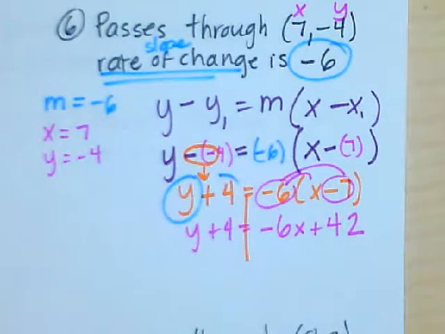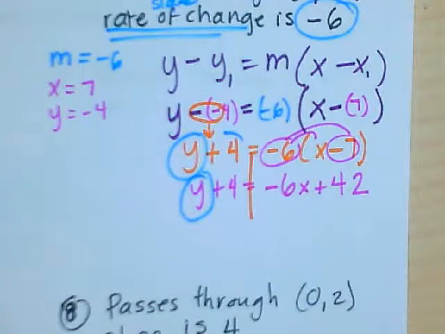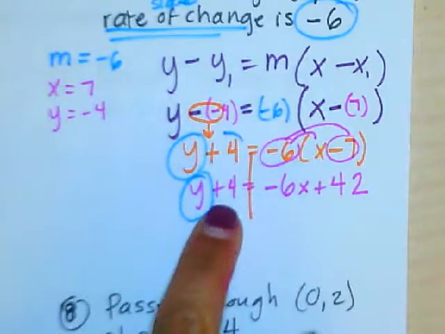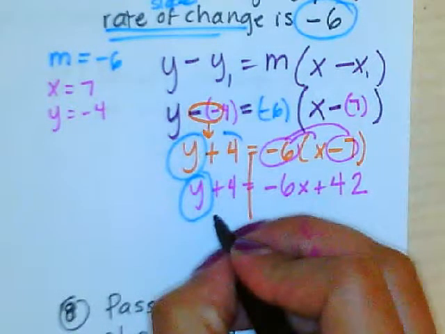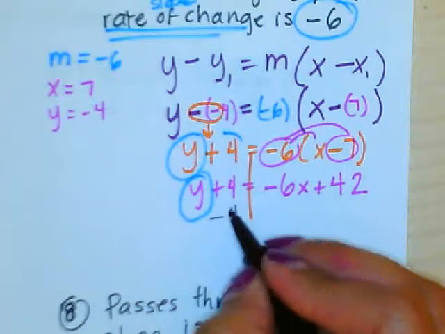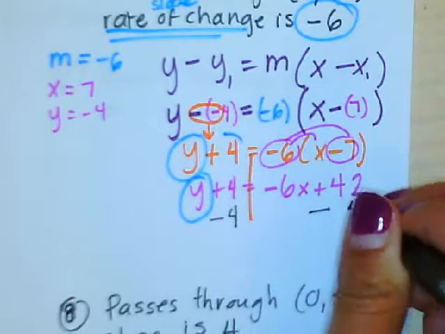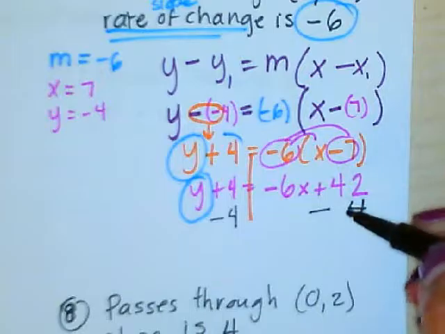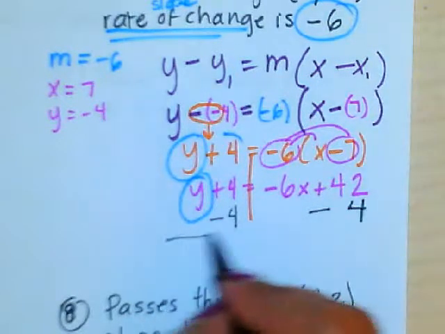Okay? So I still don't have y alone. Remember, that's what I want, y by itself. The only thing that's preventing the y from being alone is that +4. So I'm going to get rid of it by doing the inverse of +4, or the opposite, which means -4. So what I do to one side, I do to the other. And I'm going to line it right beneath the 42 because they're both constants. I'm not going to put it below the x because it's not an x, it's a constant.